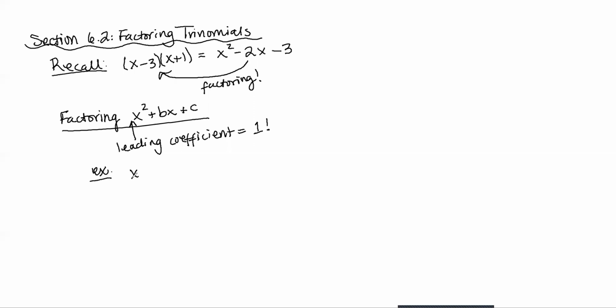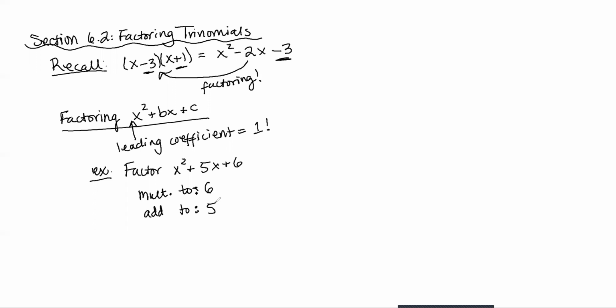Let's say we're told to factor x squared plus 5x plus 6. The trick with these is, if you notice in the example up here, our last terms, negative 3 and 1, multiply to give us this last number here. So we always want to find two numbers that multiply to our last digit, so positive 6, and they have to add up to the middle number, which is 5.